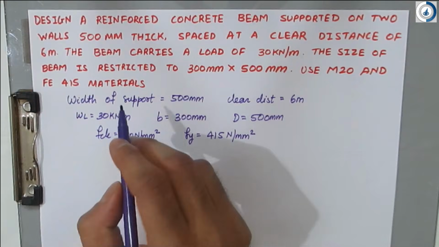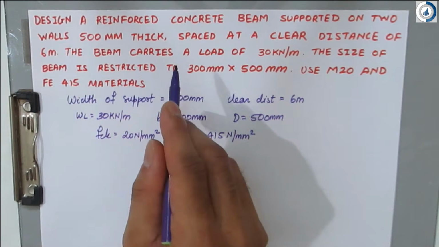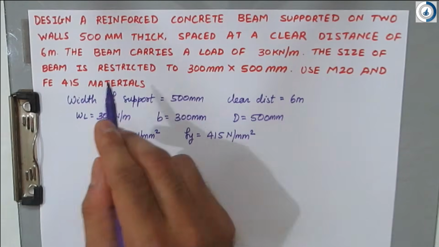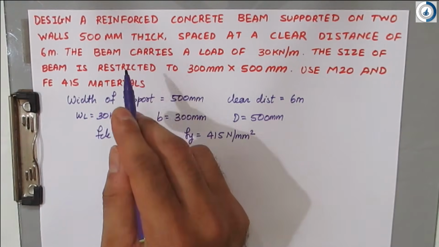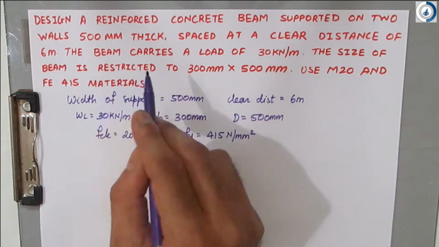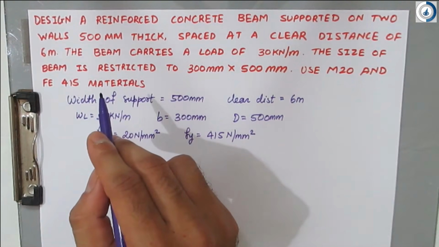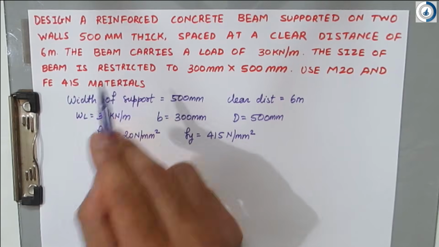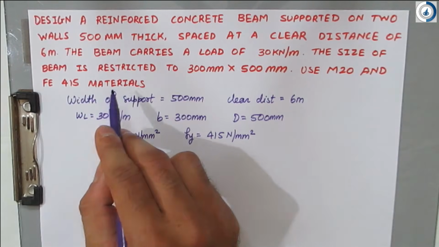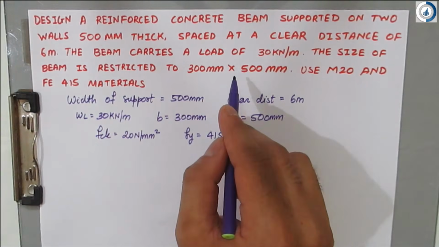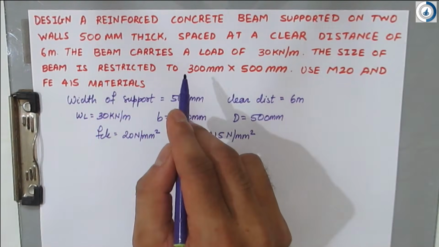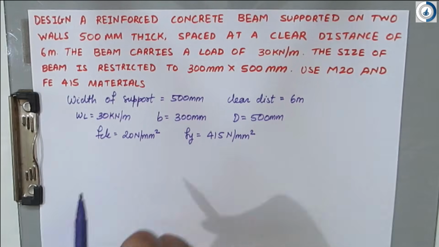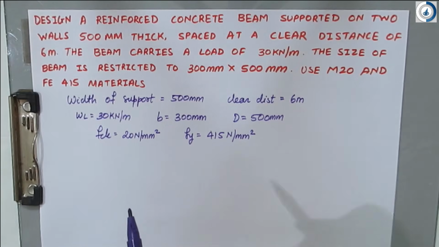In this question nowhere is it mentioned that you have to design it as a doubly reinforced beam. While analyzing this beam, we will come to know why it should be designed as a doubly reinforced beam. But they have given a small hint, because the depth is restricted, so there is a chance that this beam will be designed as a doubly reinforced beam. So let us start.